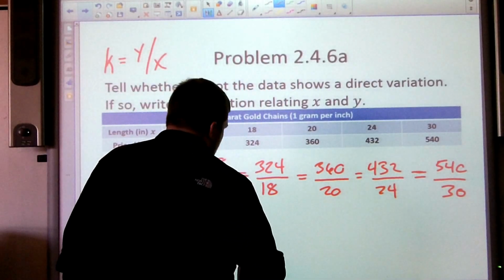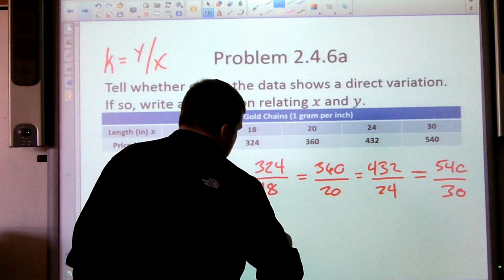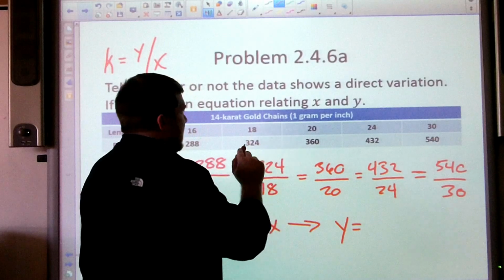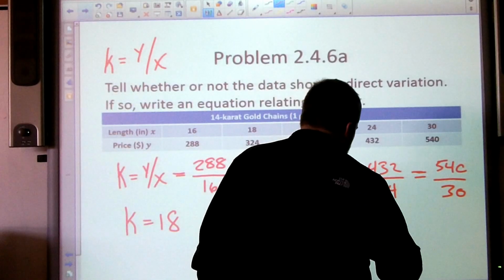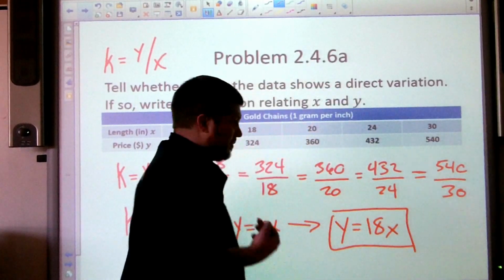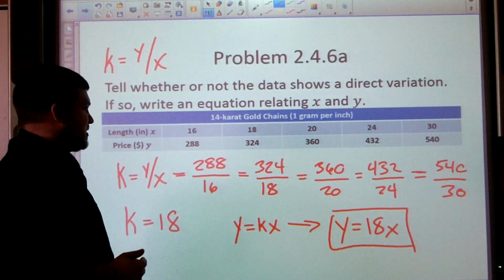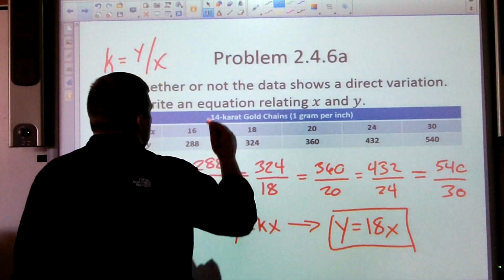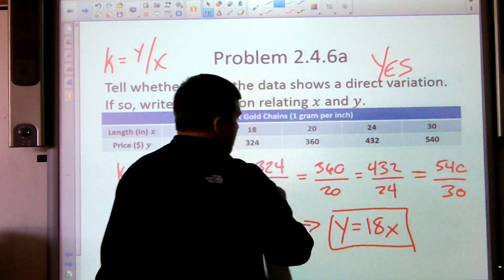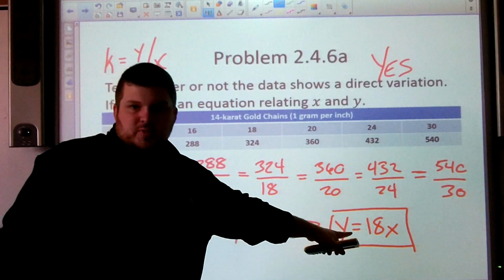So my equation, y equals kx, just plug in what I know. So my equation that relates x and y directly is y equals 18x. Simple as that. So yes, this is a direct variation problem. Tell whether or not the data shows a direct variation. Yes, and we just showed why. Write the equation. We did it right here.